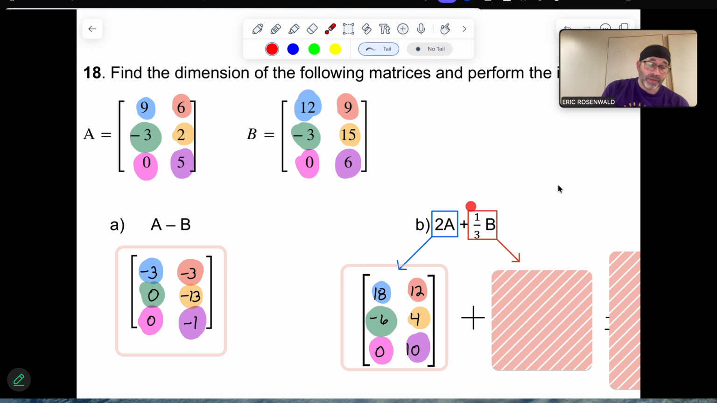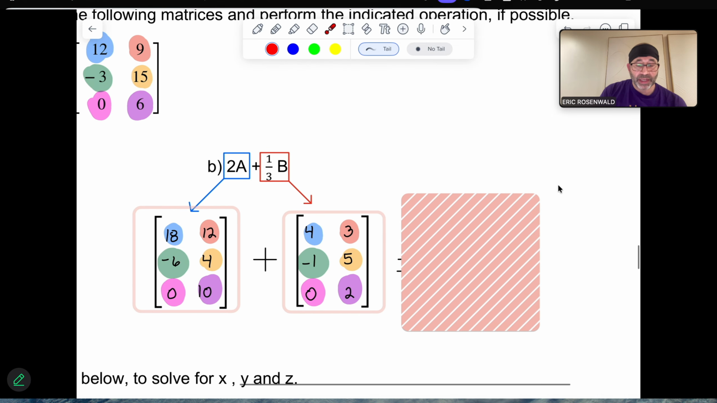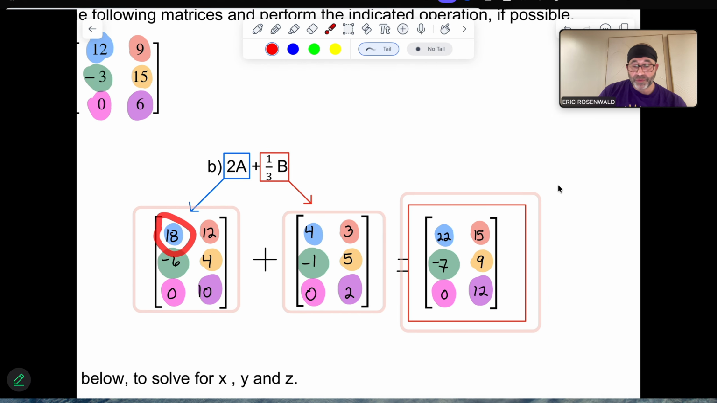For letter B, it says we're going to take 1/3 of that. What that means is we're going to take each value in B and divide it by 3. So 12 divided by 3, 9 divided by 3, and so on and so forth means that we end up with this matrix here. So then if we take all these and add these together, we're going to have 18 plus 4 is 22, 12 plus 3 is 15, and so on and so forth.